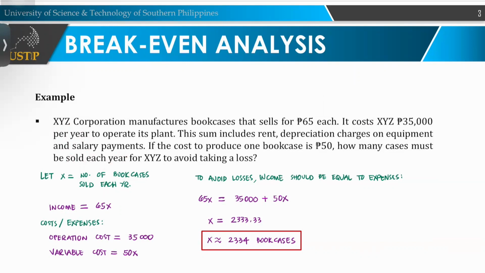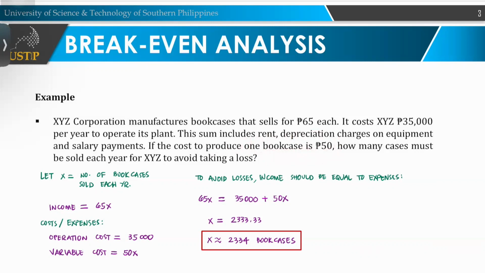So consistent ta in this way, no? So again, we are given 35,000, so that's the operational cost. And then the cost to produce one bookcase is 50 pesos. Now this one, class, I think I have discussed this during the midterm, but pinalabay lang, no? But this is actually what you call the variable cost.